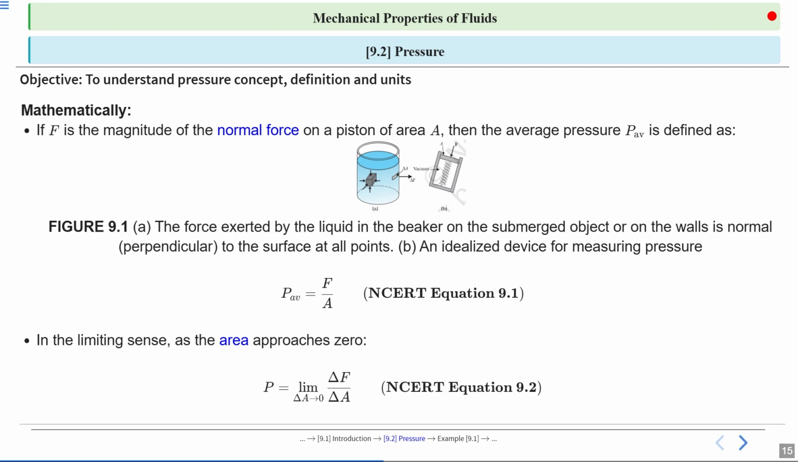So, the precise definition of pressure is given by the limit as the area approaches zero. So, P equals limit delta A approaches zero, delta F divided by delta A. It shows us that the pressure is a force per unit area in an infinitesimally small region.